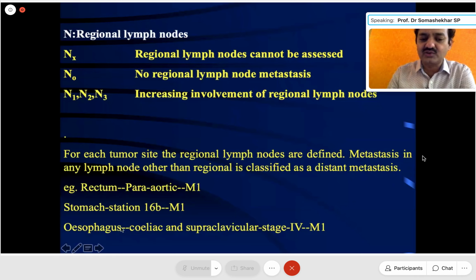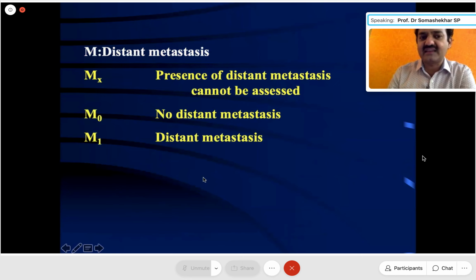In esophagus, I told you, celiac node and supraclavicular node are non-regional nodes, M1. So there are some places where non-regional nodes are also staged as M1. Distant metastasis, you cannot assess in some places. You don't have the facility to do that. Then you can say MX. In exam, T and MX, because you do not yet know what happened. And then distant metastasis.